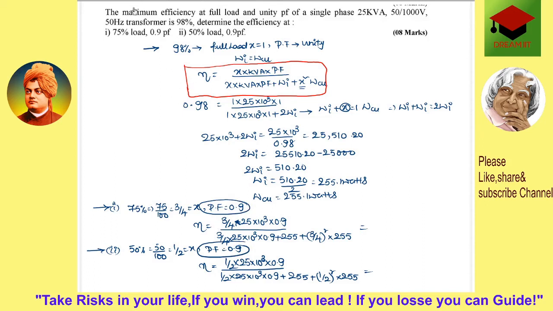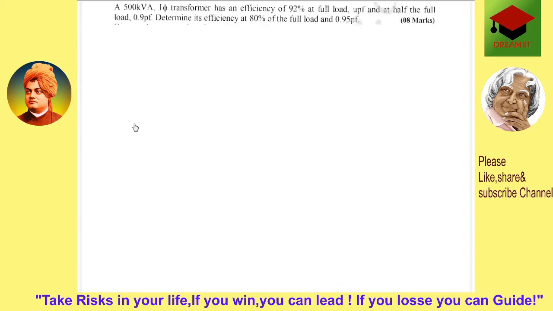So the use of this first entire statement is just for calculation of the iron losses and copper losses. This is also a very important model. Next you see here, this is one more model that is given.